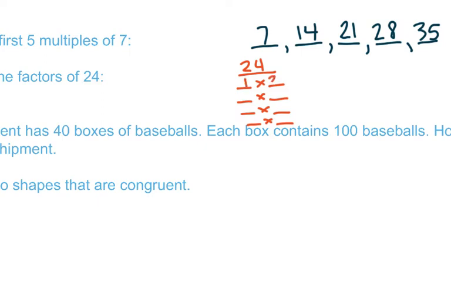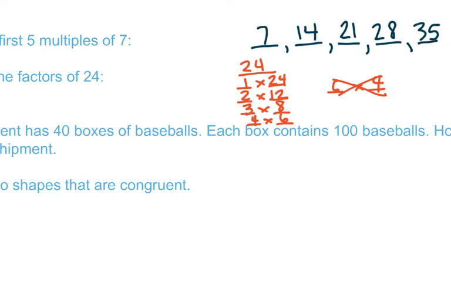We have 1 times 24. Always start in order, and that way when they become the turnaround facts, you know you found them all. 2 times 12, 3 times 8, and 4 times 6. There's nothing times 5. The next one would be 6 times 4, and now you have the turnaround fact, and you know you have them all.